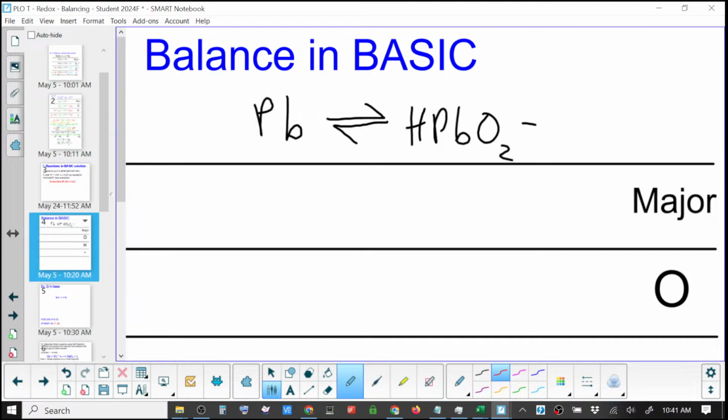H plus and no H minus. It's the KW equation. It's the one from Masters and Basics. Remember? H2O goes to H plus and OH minus, and it has KW, we did that. So, a little bit of Masters and Basics.